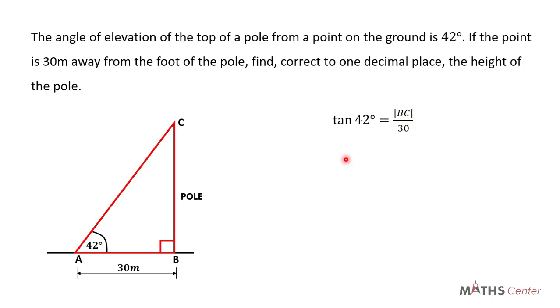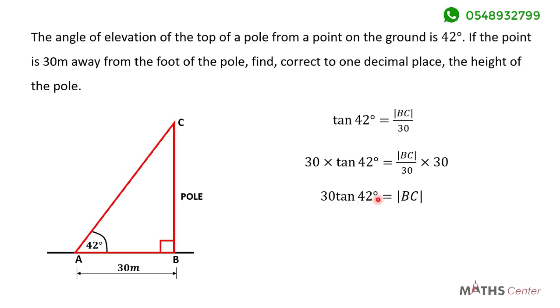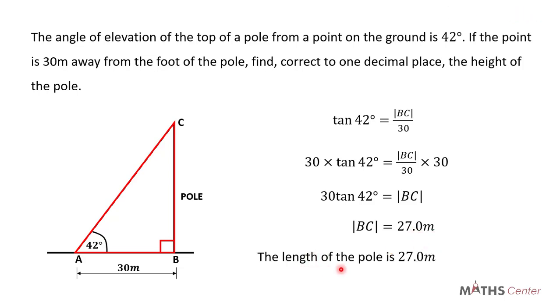We will multiply the left hand side by 30 meters and multiply the right hand side by 30 meters. So we have 30 meters and 30 meters cancelling out. And so the length of the side BC will be equal to 30 tan 42 degrees. The question says that we should correct our answer to 1 decimal place. So we will find 30 tan 42 degrees and then correct our answer to 1 decimal place. And that will give us 27.0 meters. It means that the length of the pole is 27.0 meters.